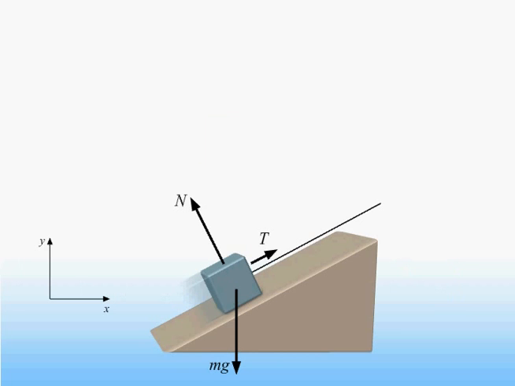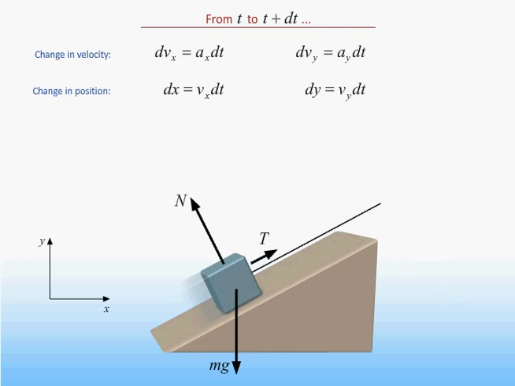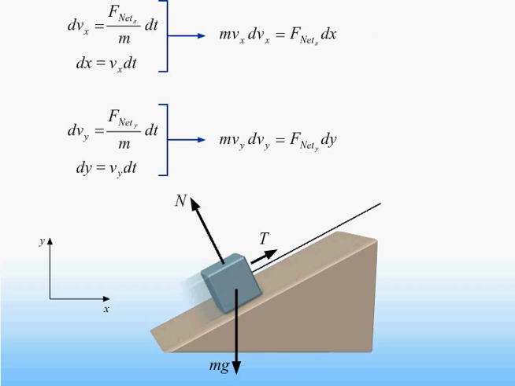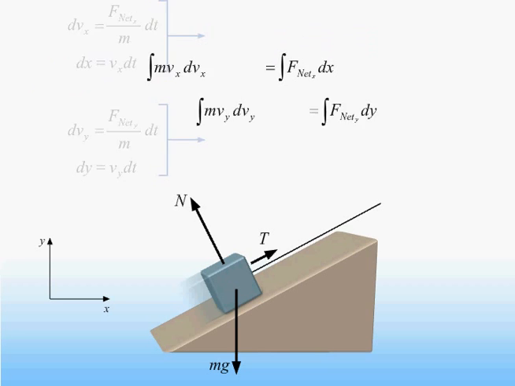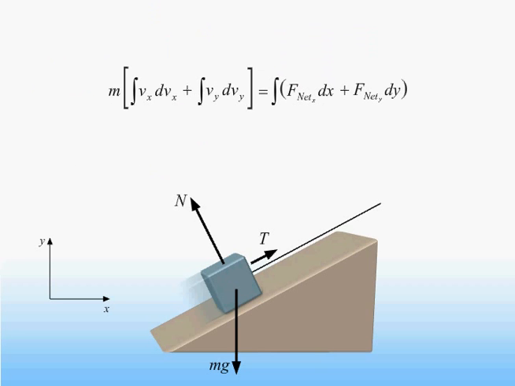We'll now look at the box being pulled up a frictionless ramp so that we have displacements in two dimensions, x and y. We can now basically repeat the derivation of the one-dimensional case for each component. That is, we start from the equations for the change in velocity and displacement during a time dt. Once again, we apply Newton's second law to replace the acceleration by the net force divided by the mass and combine the equations to eliminate dt and obtain two equations, one for each dimension. We now integrate each equation and add them to obtain our final result shown.